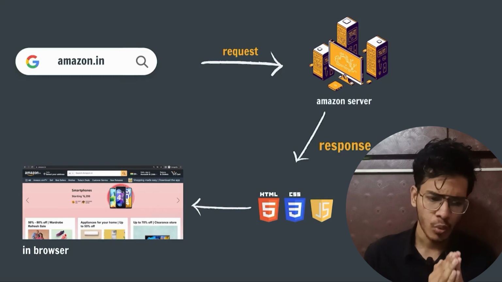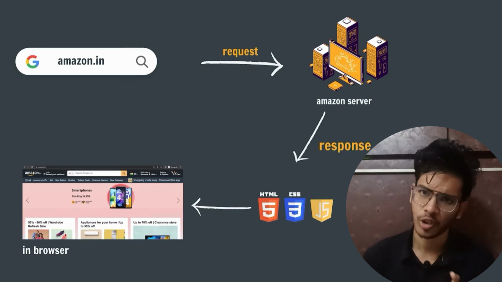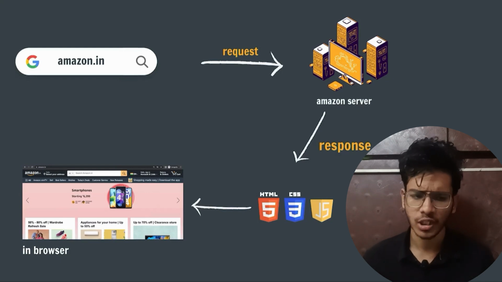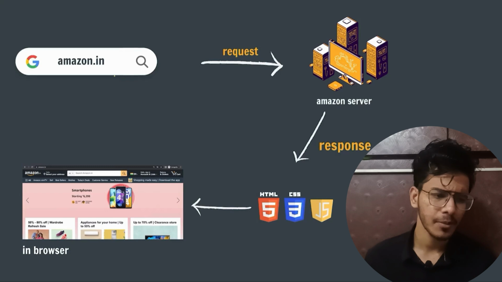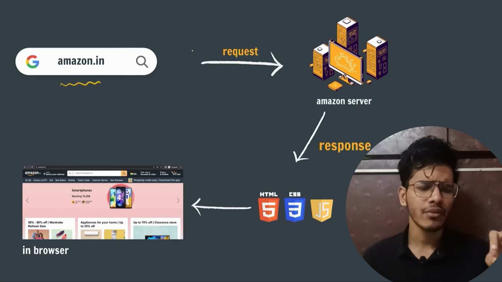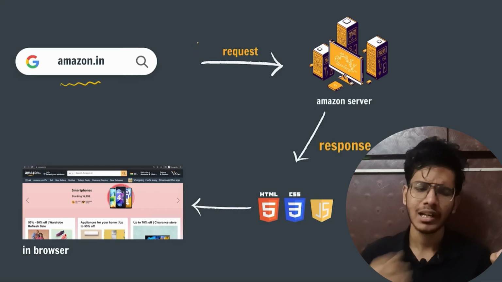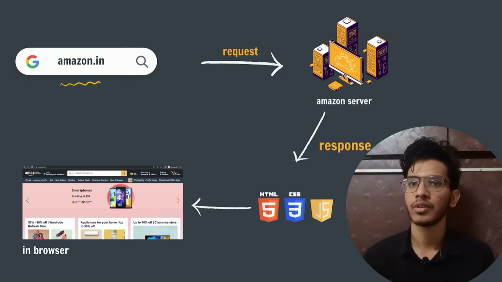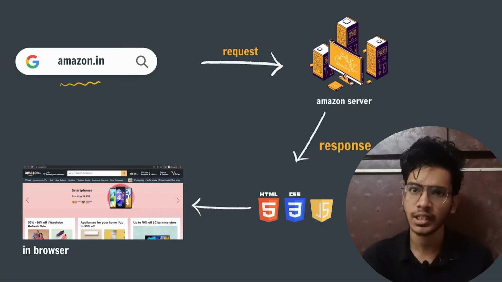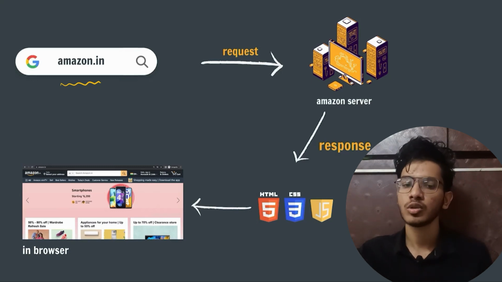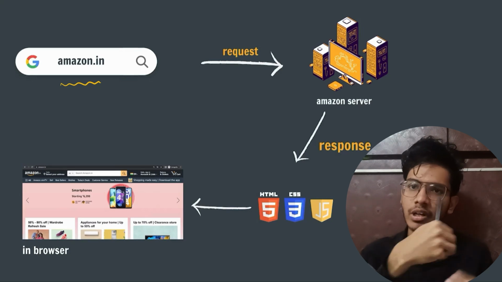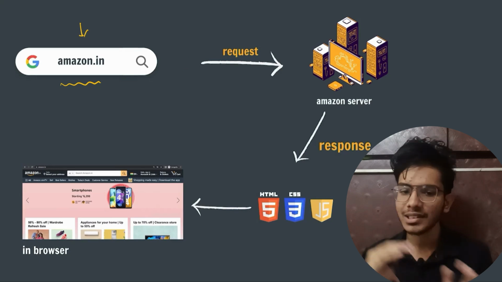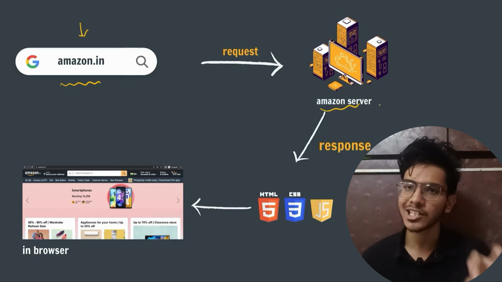So let us begin with our first concept, which is the request response cycle, and this is very simple. For example, let's say that in a browser I'm searching for something, say amazon.in. Whenever I search amazon.in, a request will get sent by our browser to that particular server. In this case, our request will go to the Amazon server, and our request is that we want the Amazon website.